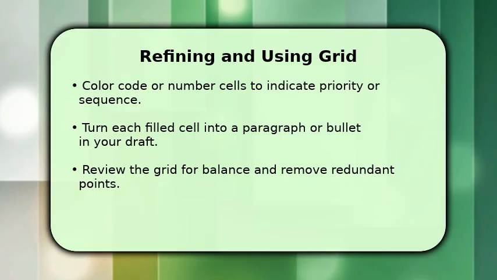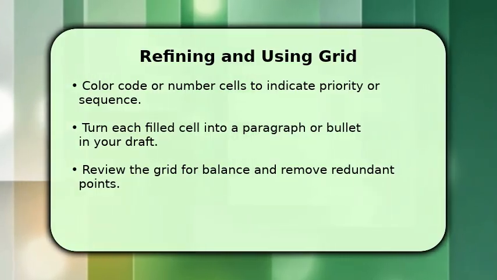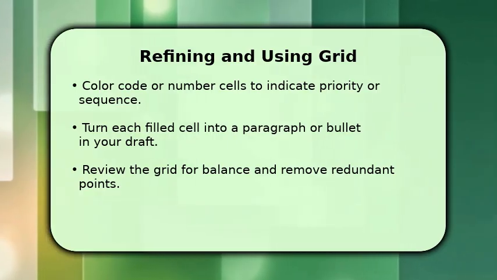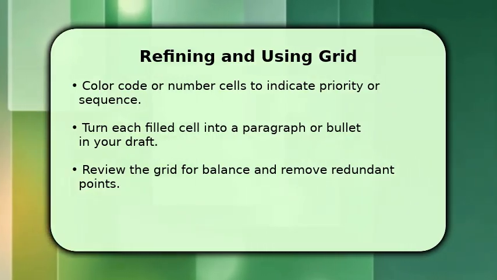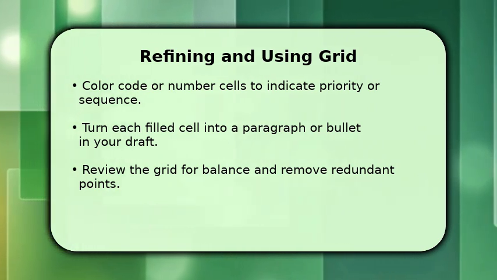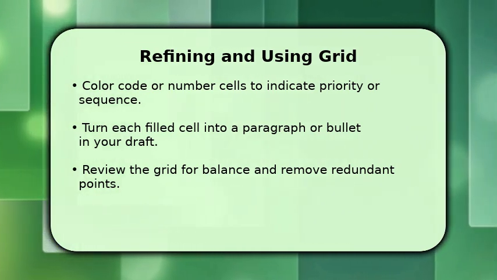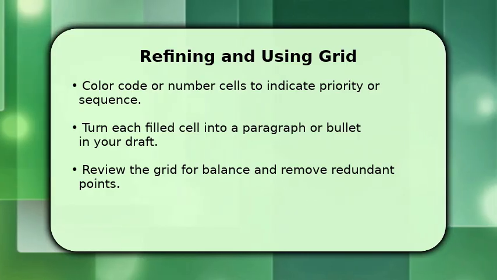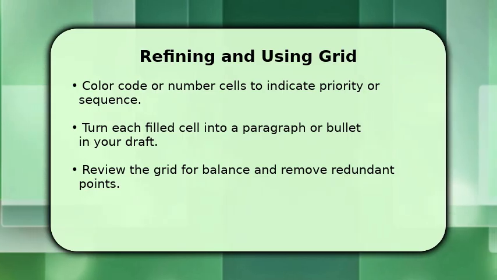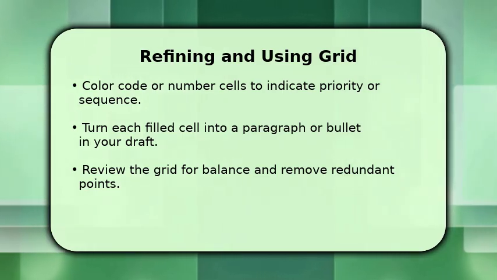Once your grid is filled, refine by color-coding priorities or numbering sequence for a clear roadmap. Convert each cell into a sentence or paragraph when drafting and use the grid to track transitions and examples. Trim repeated ideas and balance coverage so no column is overloaded. This method keeps research, quotes, and evidence organized and helps you produce coherent drafts faster with fewer rewrites.